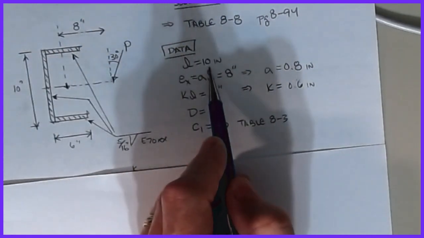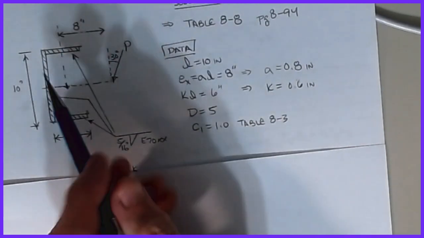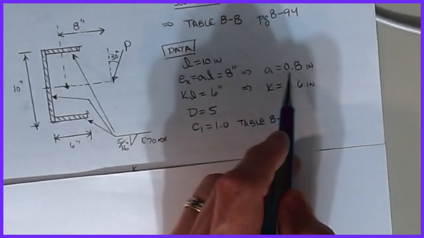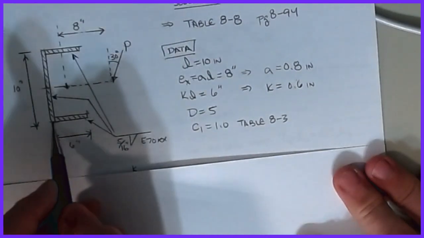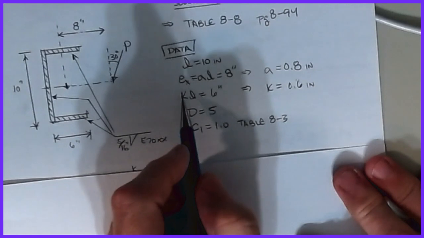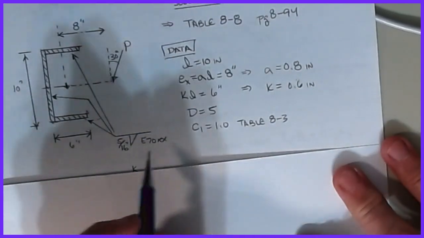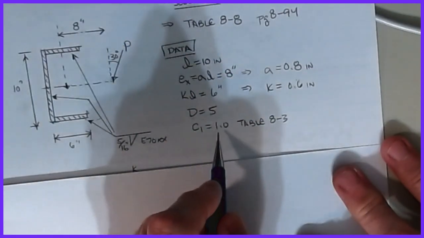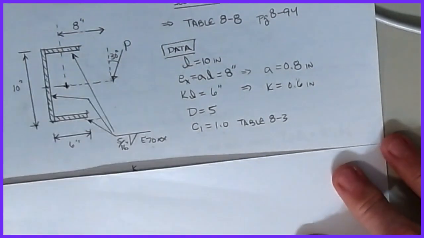All right, so the data that we can collect from this is that we know that the L characteristic is 10. Okay, the eccentricity we said was equal to A times L, and we were given that that was 8 inches. So A times L is 8 inches, which tells me that A is 0.8. All right, and then KL, which was the length of this extension, if you will, KL is 6 inches, so that means that K is 0.6. We were given that it's a 5/16 weld, so D is 5, and then C1 is 1.0 because, again, we're dealing with a 70 KSI electrode out of that table there.